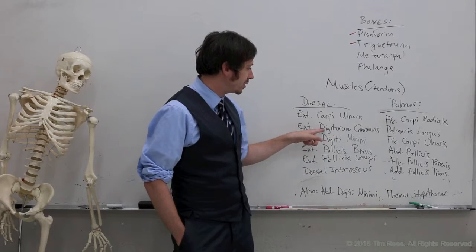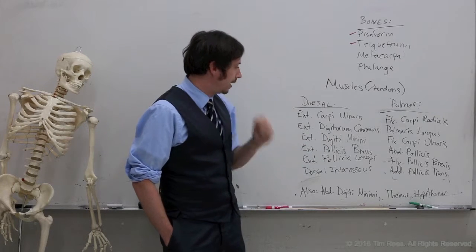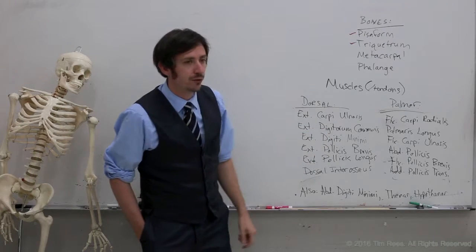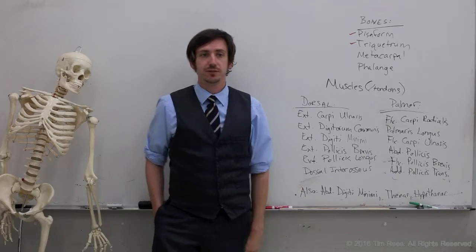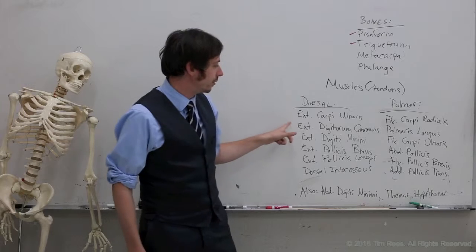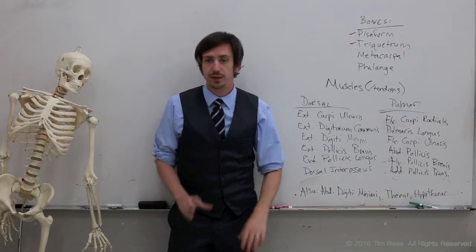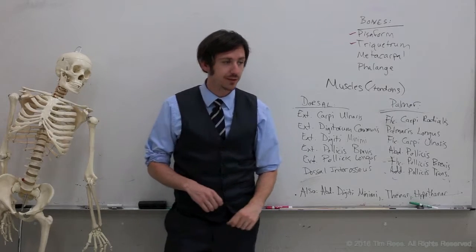Coming down here we have digitorum and digiti, or digiti as some people pronounce it. These are both referring to the digits, meaning the fingers. So the extensor, or the tendons here, are affecting some action of the fingers. So it should make a little sense there.